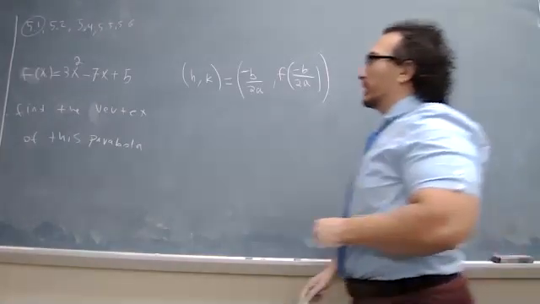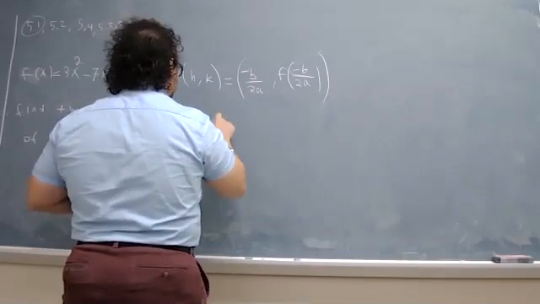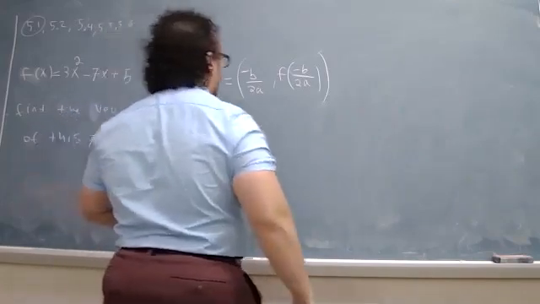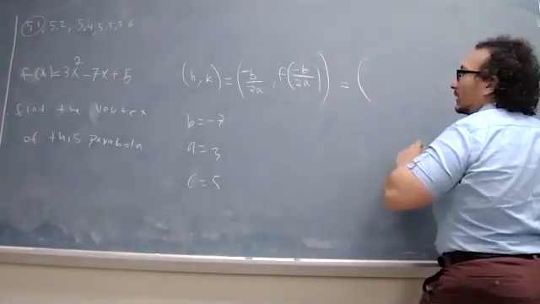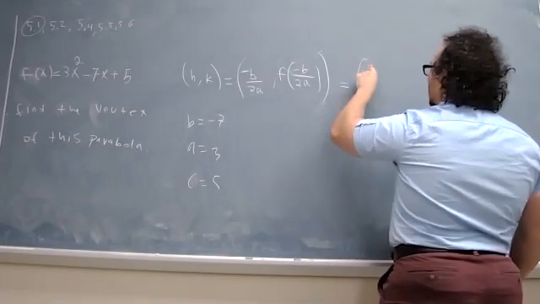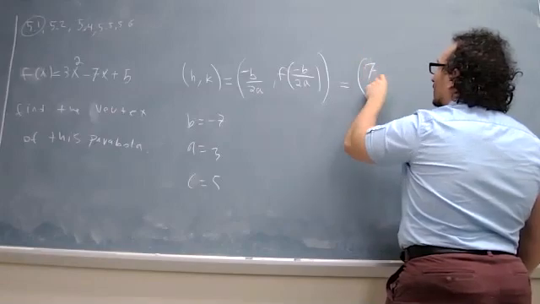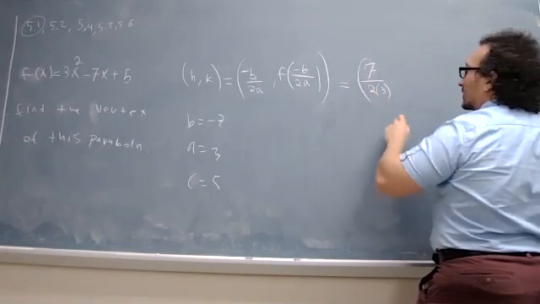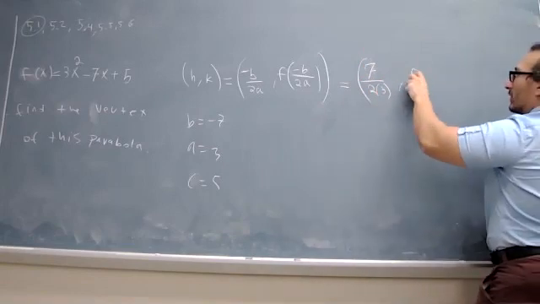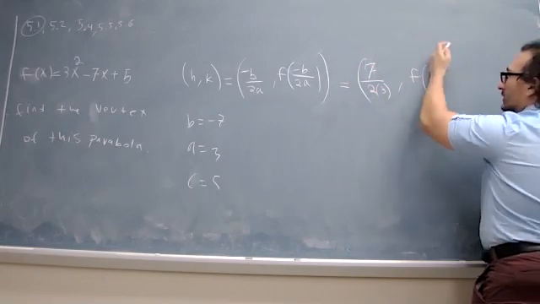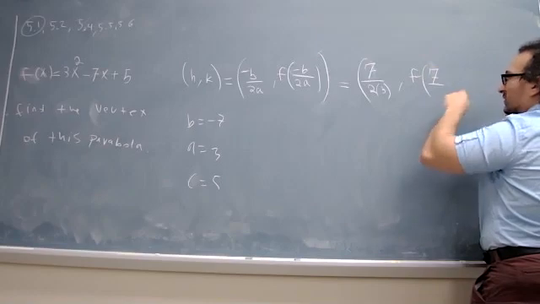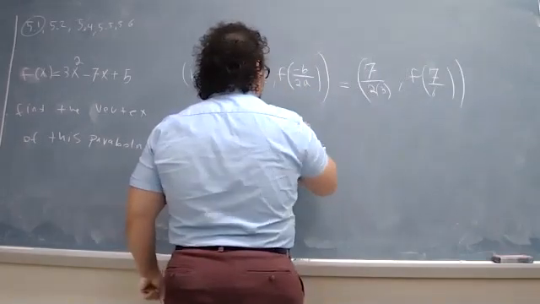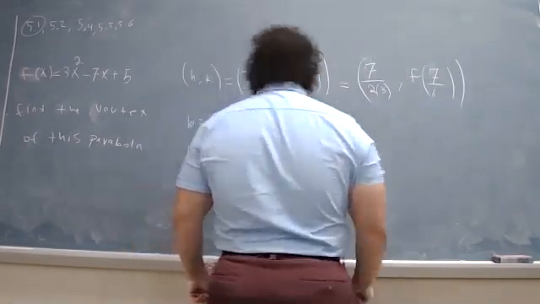All right, so our b is negative 7, our a is 3, and our c is 5. So notice that this breaks down to negative of negative 7, which is 7, divided by 2 times a, which is 2 times 3, which is going to become a 6, minus our f of negative 7, which is positive 7 over 2 times 3, which is 6. All right. Notice that this becomes 7 over 6, comma, f of 7 over 6.